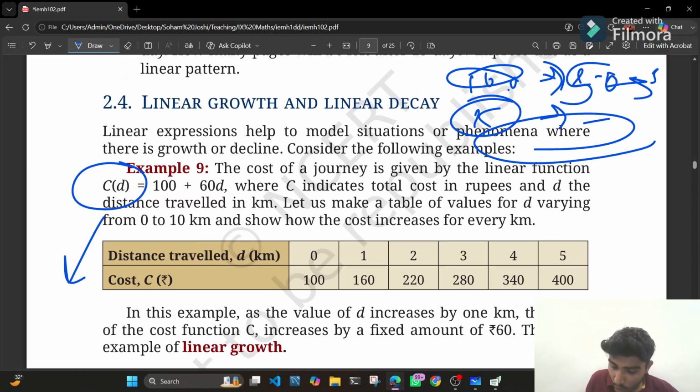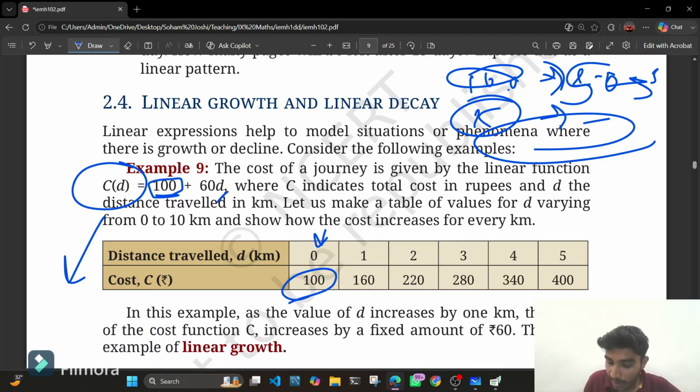यहाँ पे उन्होंने लिखा है कि 100 रुपया तो मेरा कांस्टेंट है, मुझे 100 रुपया खर्च करना ही है, मैं 0 किलोमीटर भी ट्रैवल करूँ या 10 किलोमीटर भी ट्रैवल करूँ. So 100 rupees I need to spend only. But what if I want to travel 10 kilometers, then how much do I need to pay. तो उसके लिए ये उन्होंने टेबल बनाया है. मान लो मैं 0 किलोमीटर्स पे था, मैंने D में 0 डाला, मुझे 100 मिला, C of D is equal to 100. फिर मैंने D is equal to 1 डाला, so when I put D is equal to 1, so I get 100 plus 60, that equals to C of D is equal to 160.